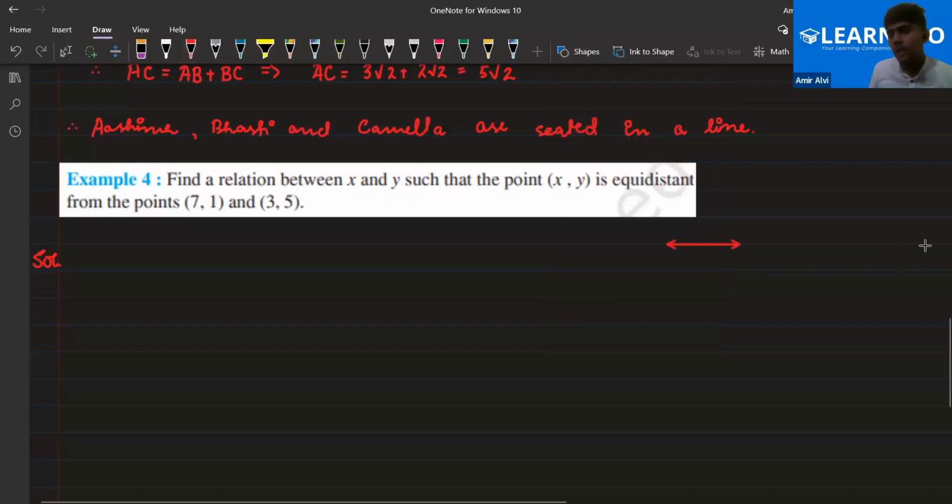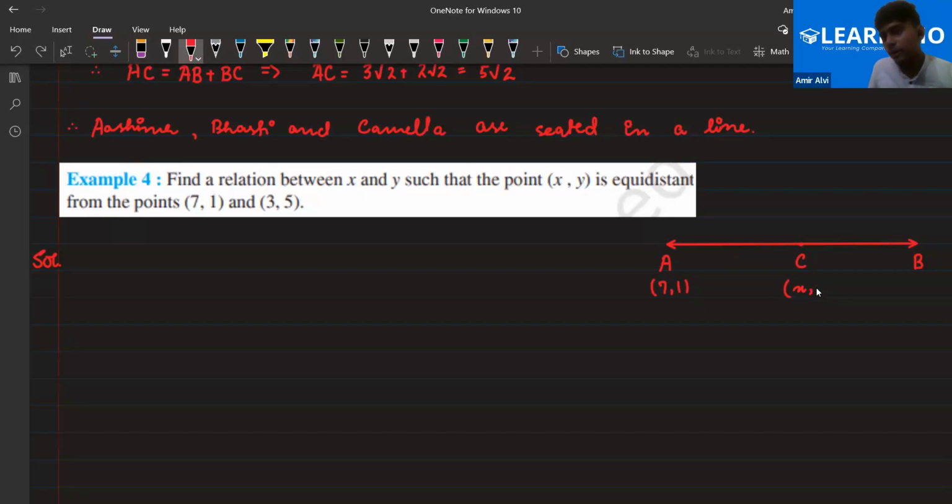What does it mean basically? Suppose, Gianna, this is a line. Nothing is given, so I'm saying that this is a point A and this is a point B. There is a point such that the line is divided in half by this point. The coordinates of one point are 7 comma 1, x comma y are the coordinates of this point, and 3 comma 5 are the coordinates of this point. Yes or no, Gianna? Is that clear?